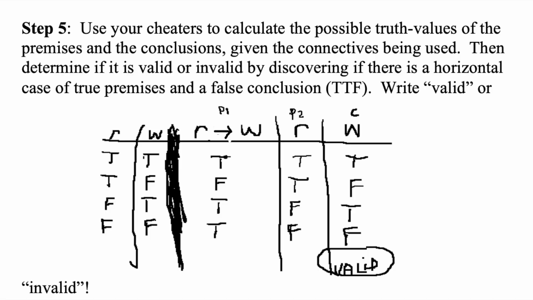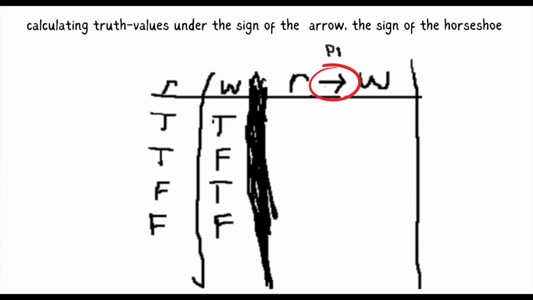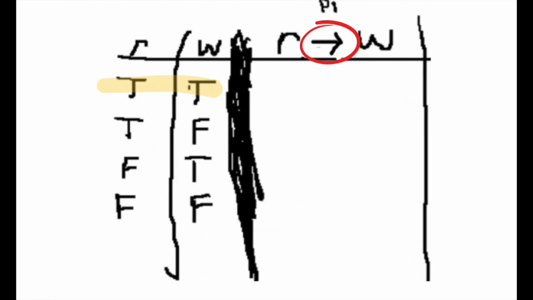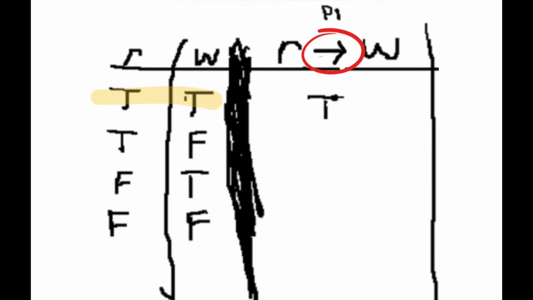Step 5, use your cheaters to calculate the possible truth values of the premises and the conclusions given the connectives being used. Remember that under the sign of the if-then, the sign of the arrow, the sign of the horseshoe, if the antecedent is true and the consequent is false, then the if-then statement is false, but it's true in all other cases. So in the case where R is true, W is true, if R, then W is true.